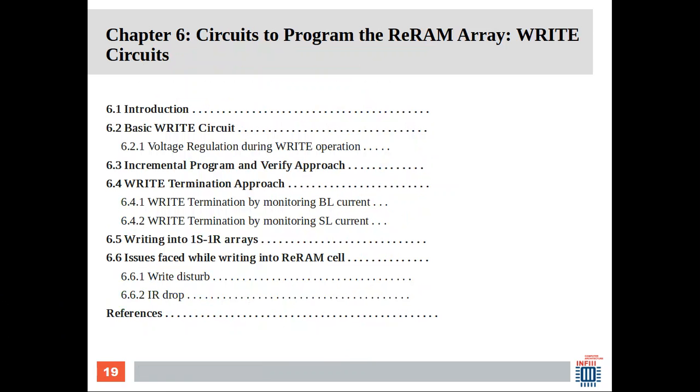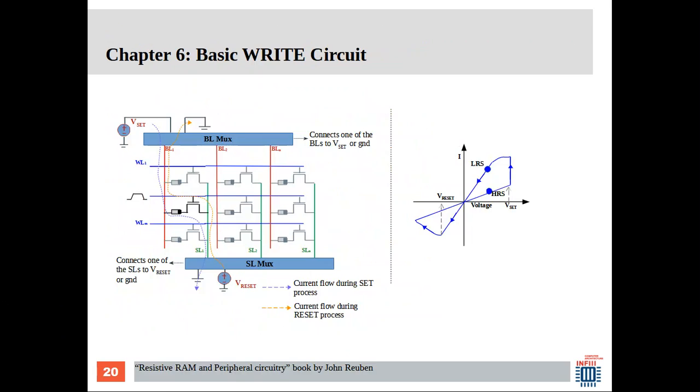Chapter 6 is about programming the ReRAM array. So basically about programming circuits or write circuits. So the basic write circuit is something like this. As you can see here, for the ReRAM to switch, you have to apply a positive voltage across the device. It switches from high resistive state to the low resistive state, and from low resistive state to high resistive state, if you want to switch it, you have to apply a negative voltage. So you have to apply a voltage of opposite polarity across the device.